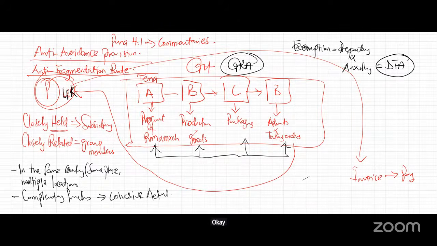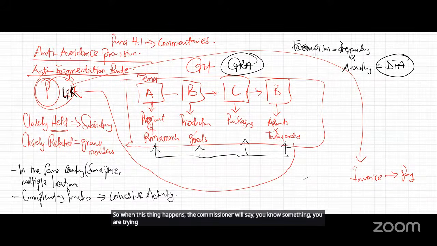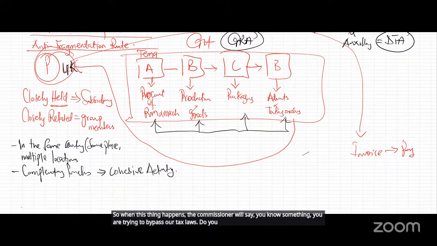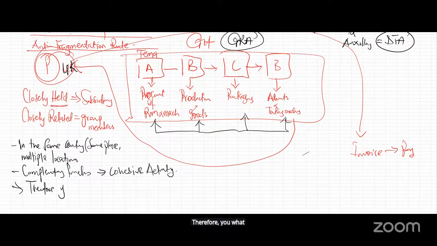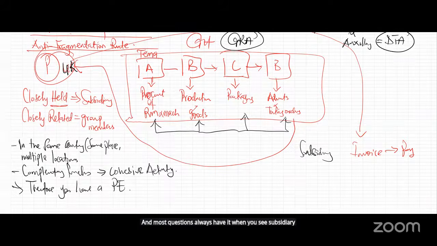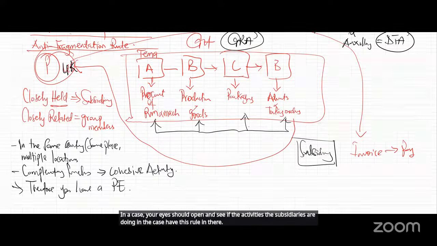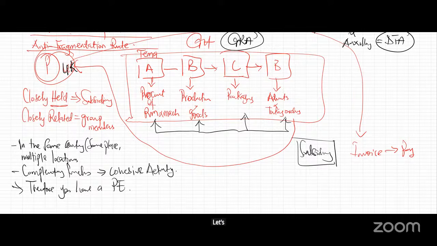So when this thing happens, the commissioner will say, you know something, you are trying to bypass our tax laws. Therefore, you have a PE in Ghana. And do you know the funny thing? Students hardly identify this anti-fragmentation rule. And most questions always have it. When you see a subsidiary in a case, your eye should open and see if the activities the subsidiaries are doing in the case have this rule in there. Interesting, right? Let's take a question.